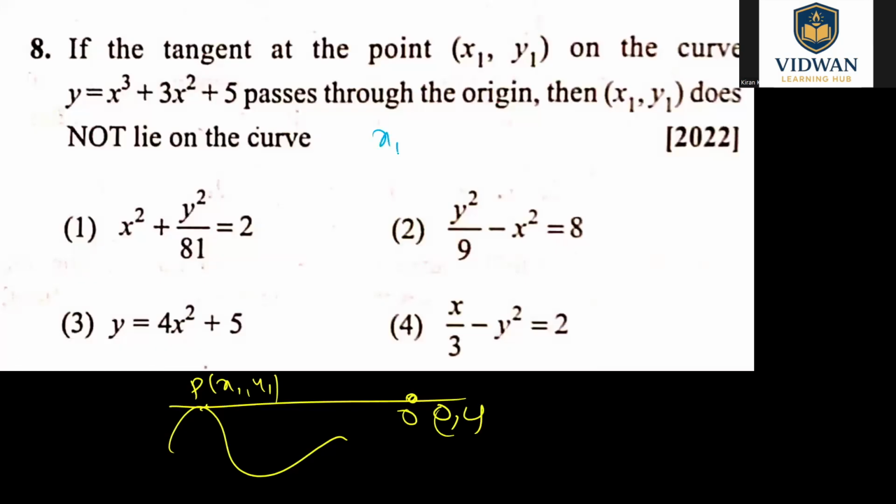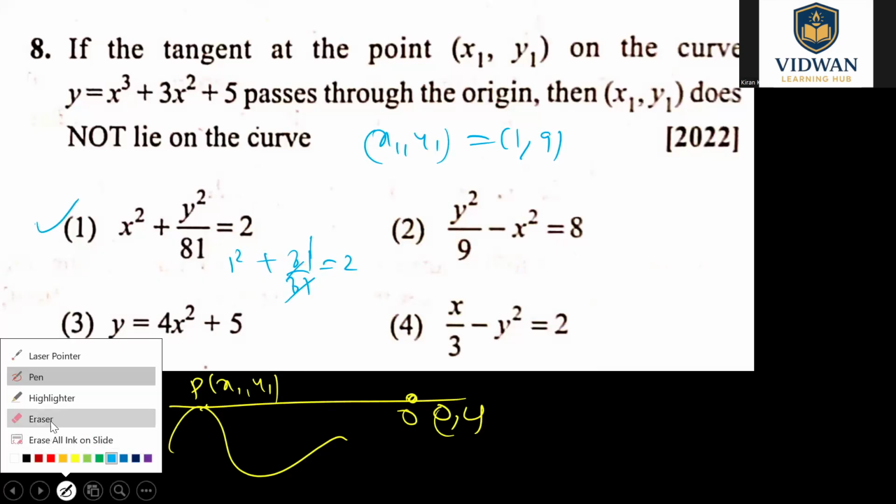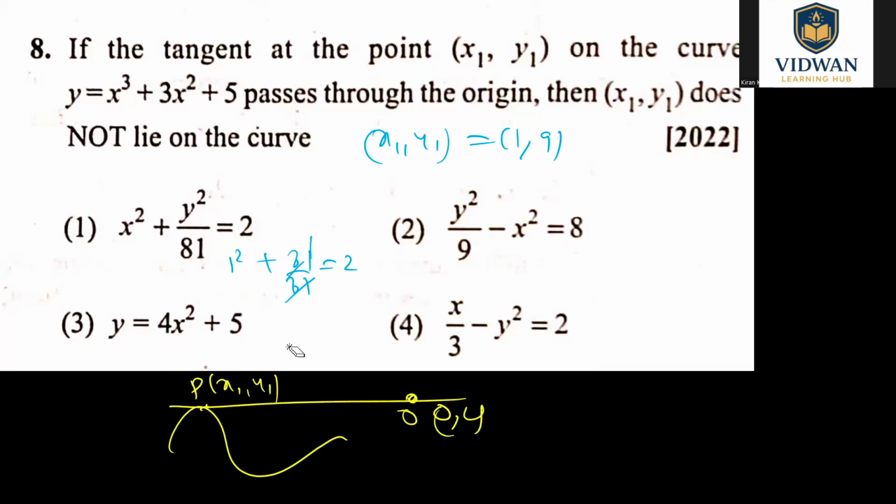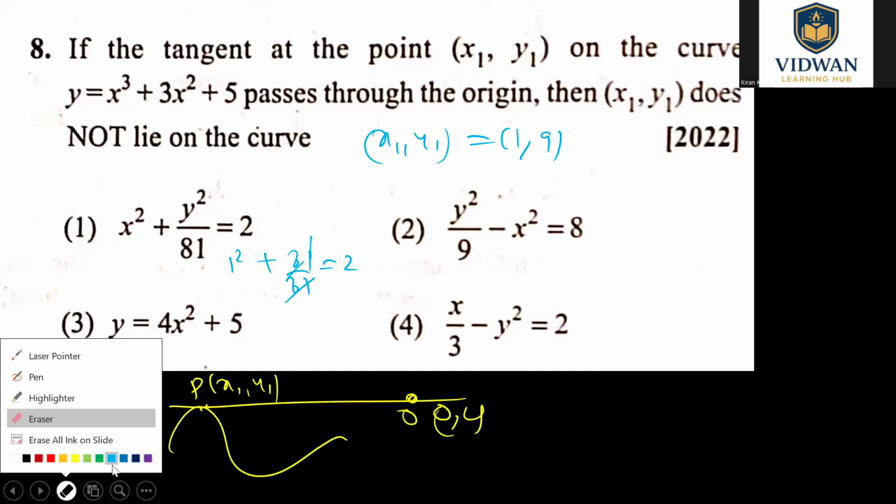So what is (x1, y1)? (1, 9). So which curve is it going to satisfy? If you substitute in the first one, you will get 1 square plus 81 by 81 equal to 2. So this will satisfy. But anyway, they said it does not lie on which curve, so we cannot mark this answer. It lies on this, of course, but we want to write the curve on which it will not lie.